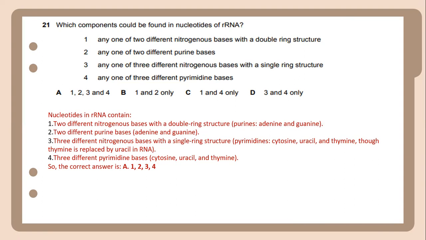3 different nitrogenous bases with a single ring structure, the pyrimidines: cytosine, uracil, and thymine. So thymine is replaced by uracil in RNA. And there will be 3 different pyrimidine bases, which are cytosine, uracil, and thymine. So the correct answer will be 1, 2, 3, and 4.